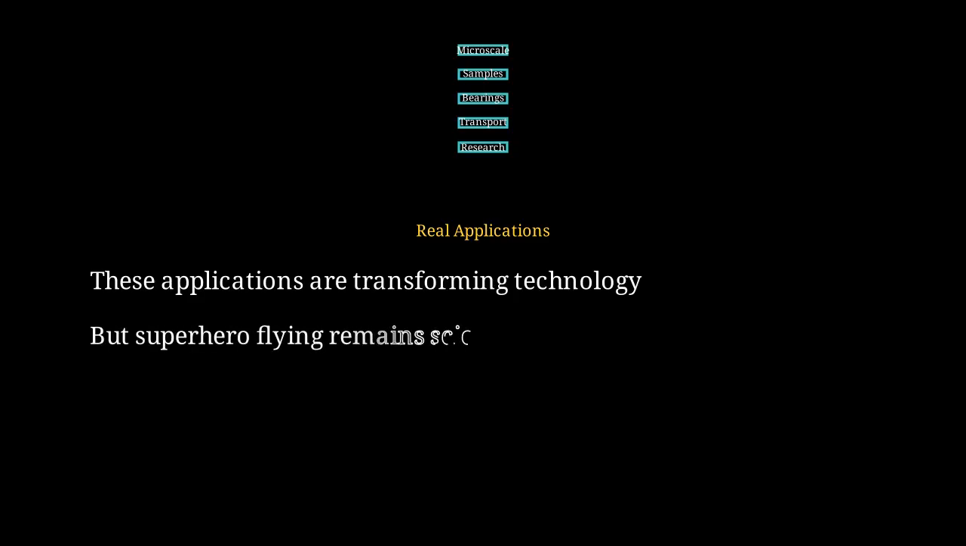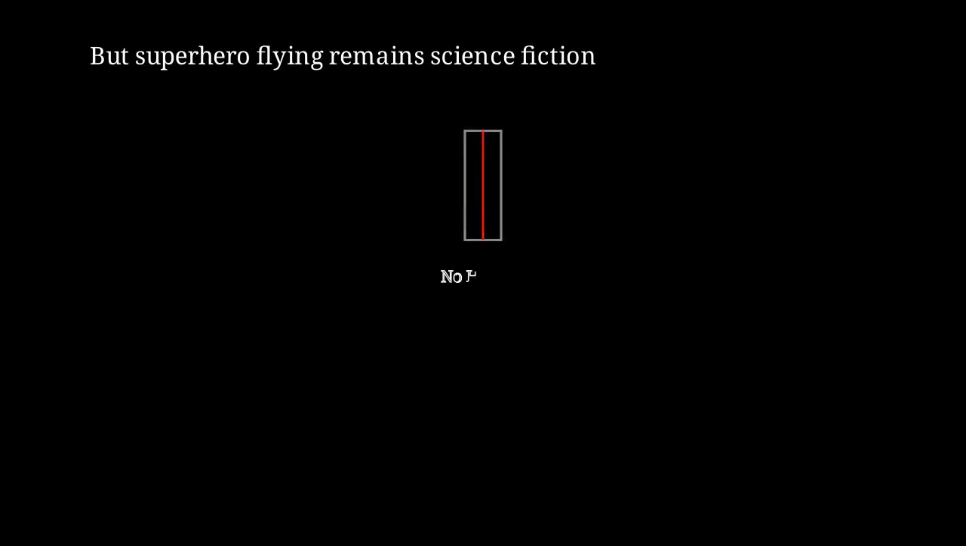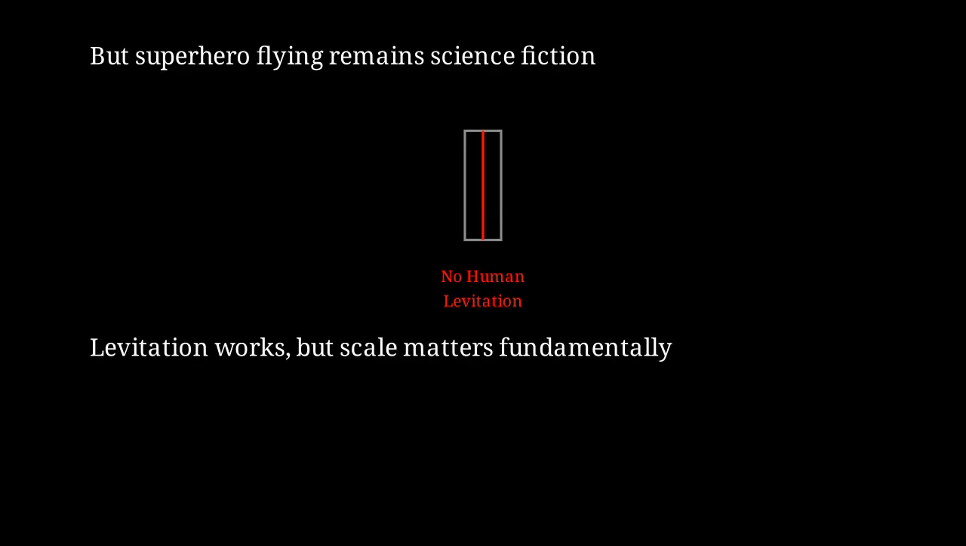But levitating humans for personal flight remains firmly in the realm of science fiction, not because we lack engineering skill, but because physics forbids it at reasonable power and safety levels. The laws of thermodynamics, electromagnetism, and fluid dynamics create absolute barriers that no amount of engineering can overcome. Levitation works remarkably well, but physical scale matters fundamentally, and humans are simply too large and massive for these elegant techniques to be practical or safe.